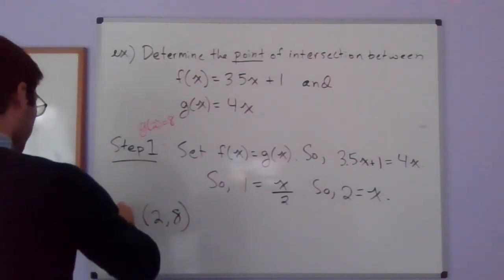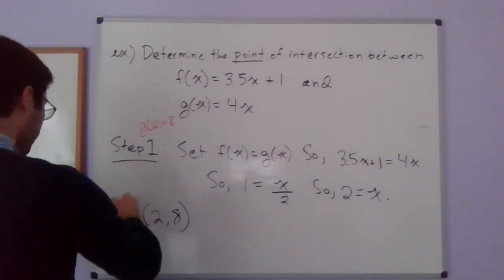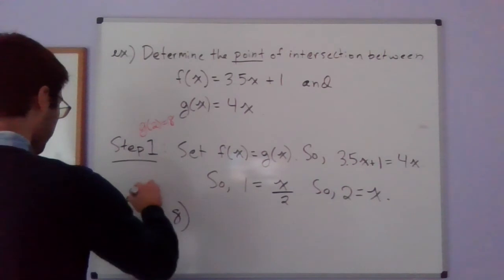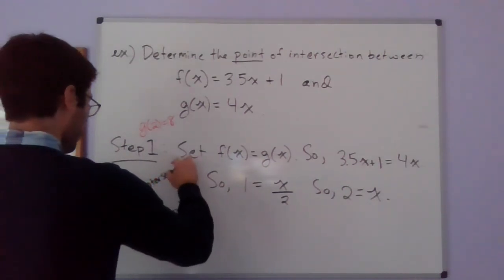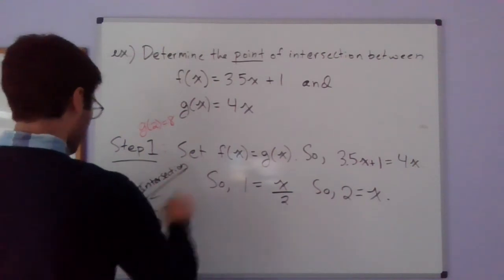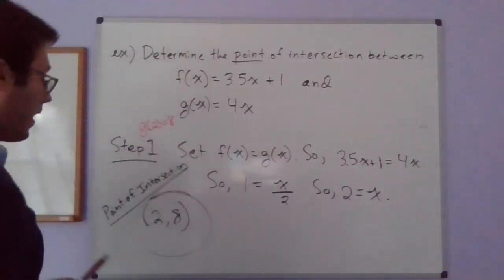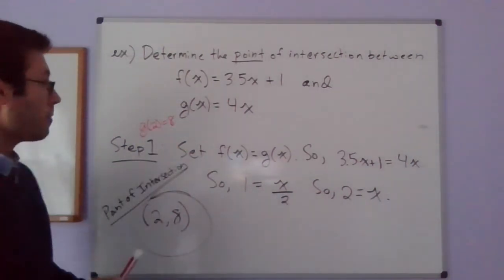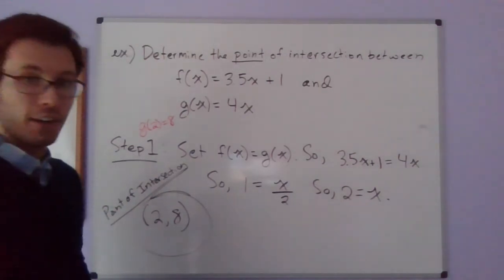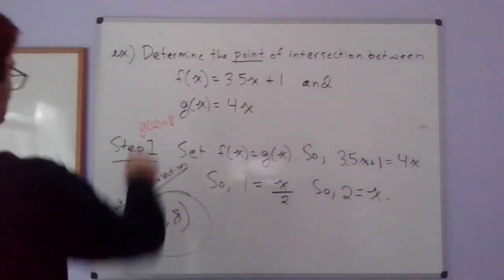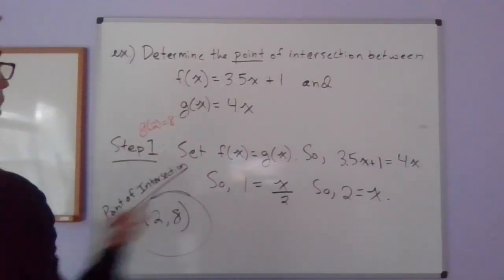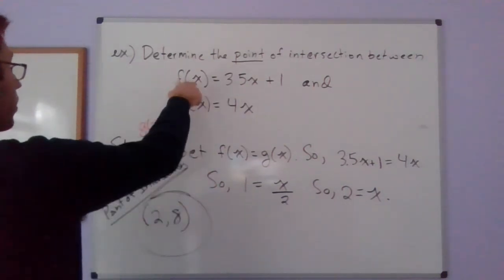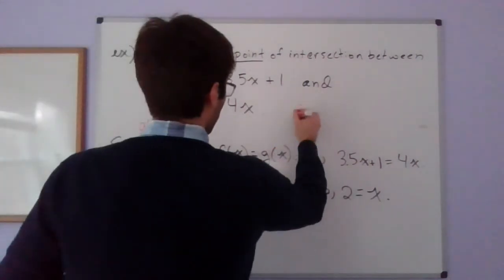So my point of intersection is the point 2, 8. And as a means to check, it's not a bad idea to check your work. So let's say g of 2 is equal to 8. Let's plug it back in for the same input for f of x here.